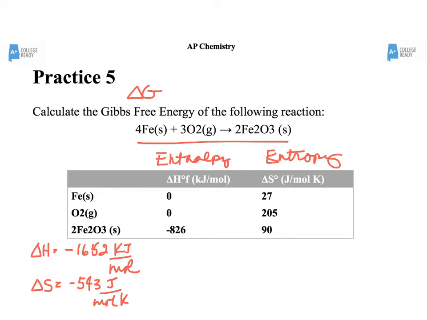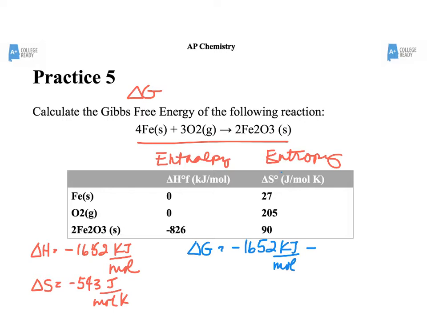So knowing those two things, let's calculate a delta G. Delta G is equal to negative 1652 kilojoules per mole minus temperature. What's the temperature? Well, there's a hint in here what the temperature is. They didn't actually give us a specific temperature, but they gave us the information to get the temperature. And it's in the table.